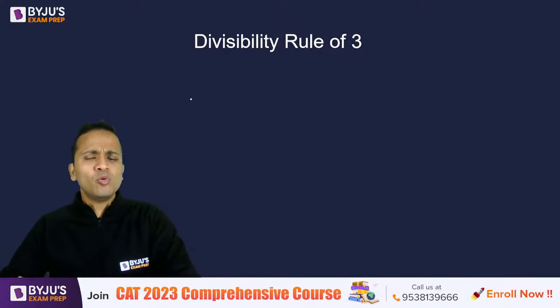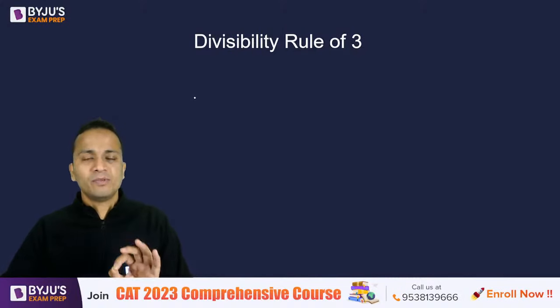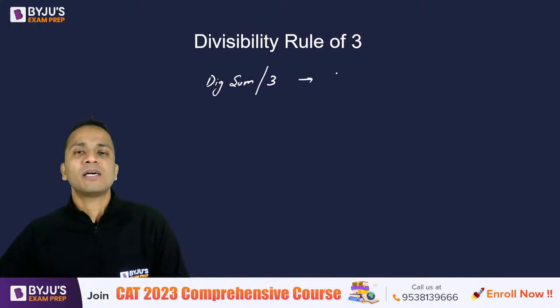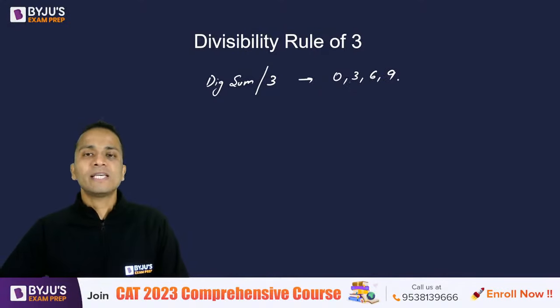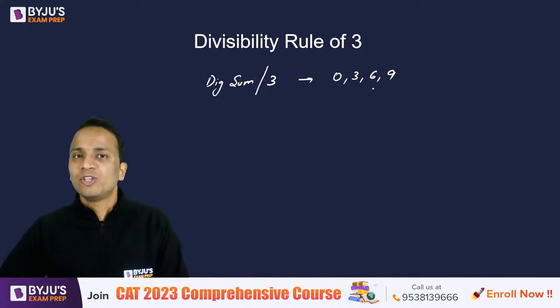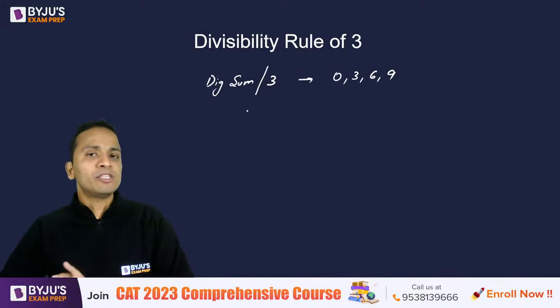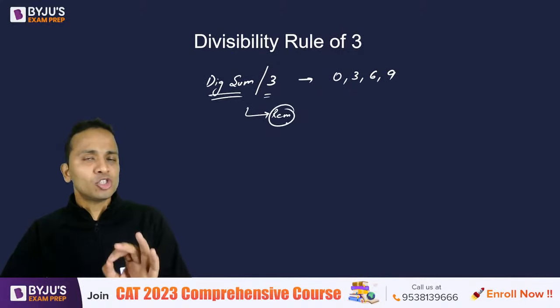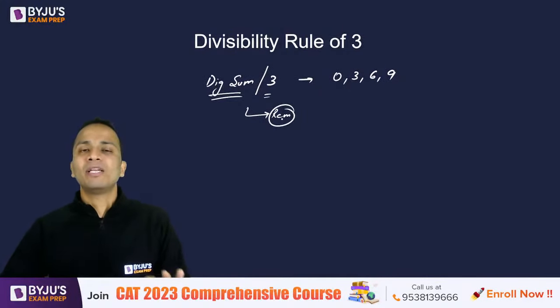Now, once again, you can use exactly the same method. So calculate the digital sum. If the digital sum is completely divisible by 3, as in if the digital sum is 0, 3, 6 or 9, then the complete number will be divisible by 3. If the digital sum is not divisible by 3, then divide that digital sum by 3 and obtain the remainder. The remainder hence obtained will also be the remainder when the number is divided by 3.